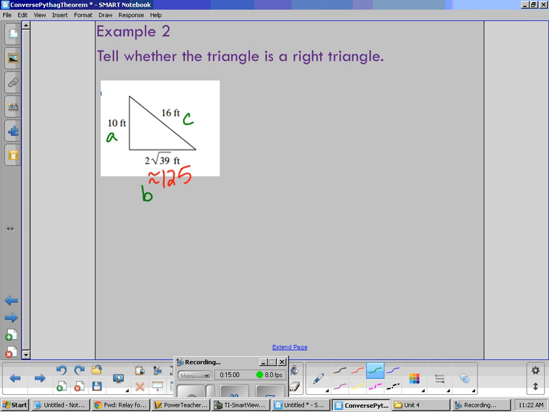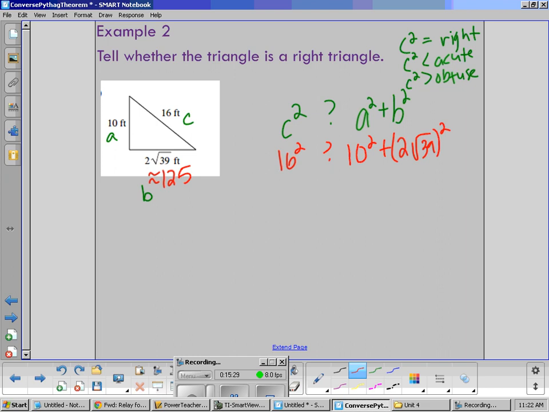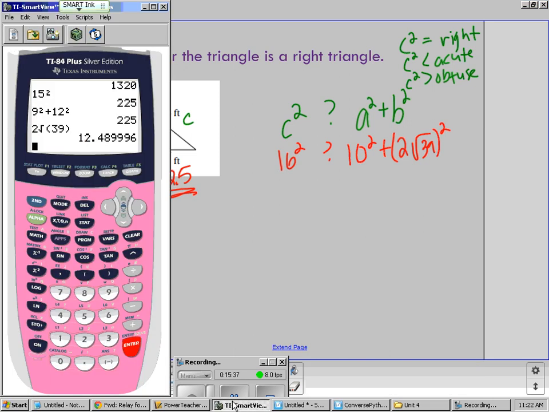So I'm going to check. C squared has what relationship to A squared plus B squared? Remember, if C squared is equal, then it's right. C squared is less than, it's acute. And C squared is greater than, it's obtuse. And I just plug in my numbers. So I have 16 squared has what relationship to 10 squared plus 2 square roots of 39 squared. I did not use this 12.5. You have to use the 2 square roots of 39. So I'm going to put it in my calculator. 16 squared is 256.